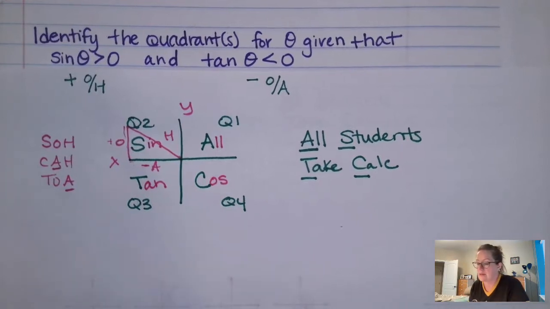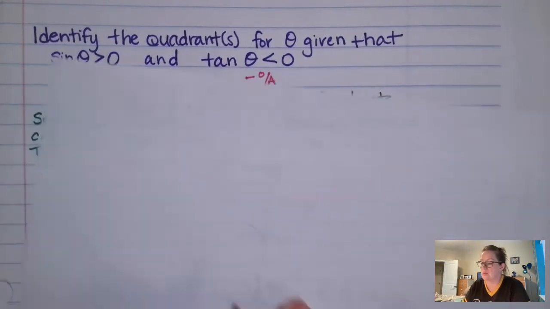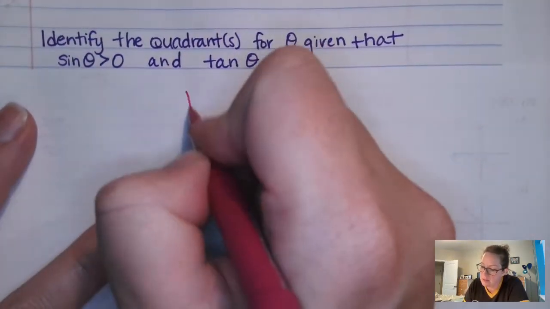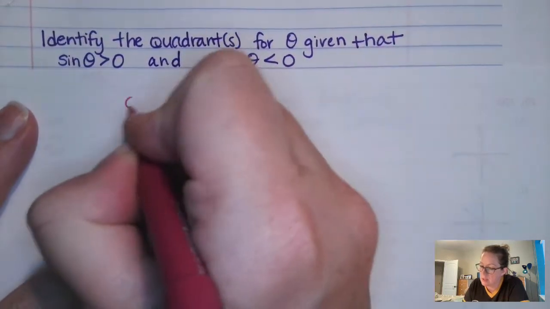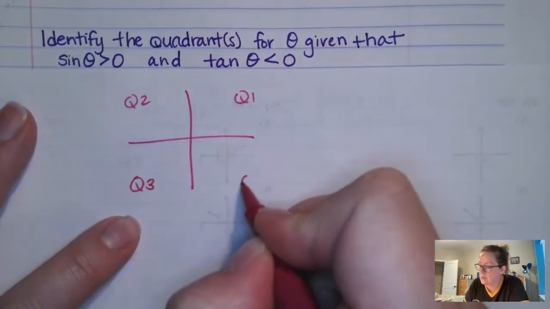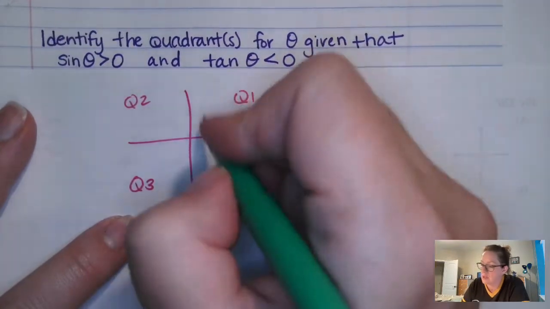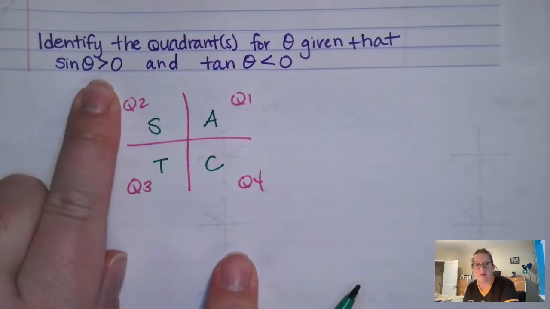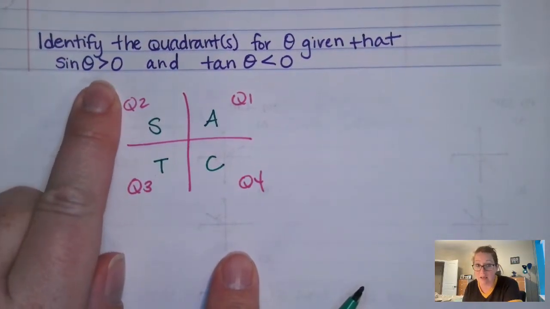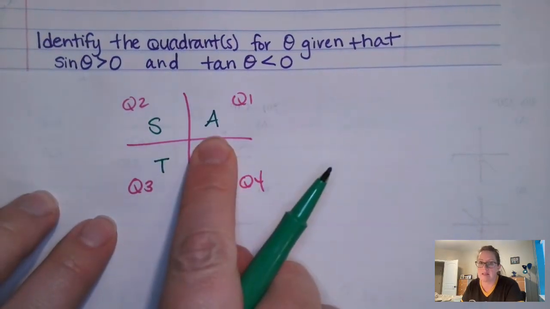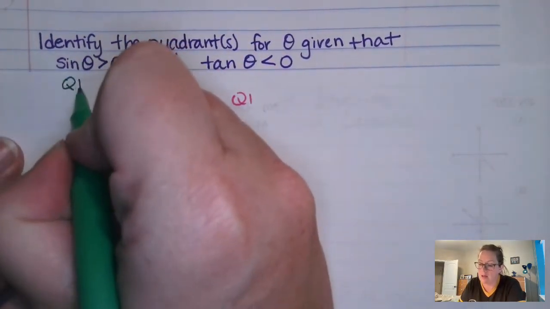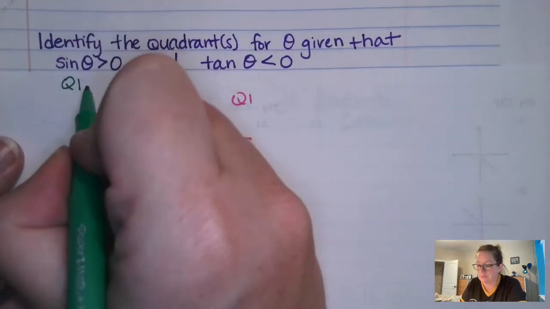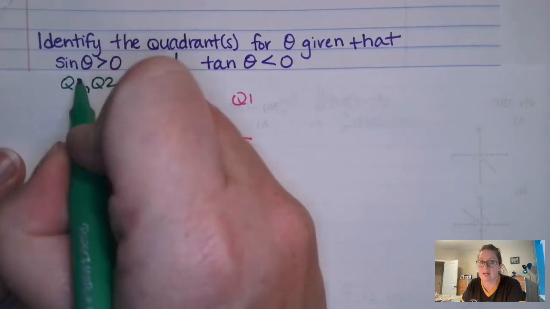So now that we know all of that fun stuff, let's look at this. We're going to figure out which quadrants, Q1, Q2, Q3, Q4, okay? And we're going to say All Students Take Calc. This we talked about is positive. So where is sine positive? Well, sine is positive in quadrant 1 because all of them are positive in quadrant 1. And S is for sine, so quadrant 2. That's just for the sine, okay?